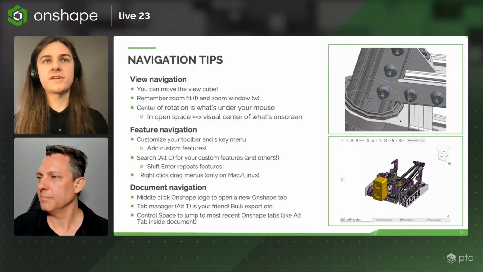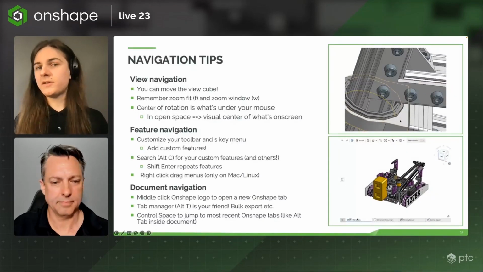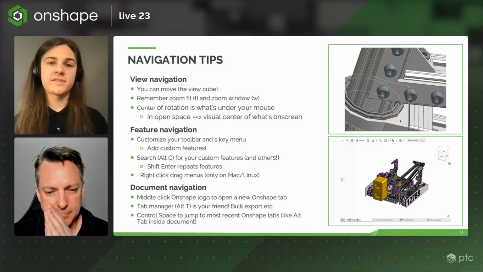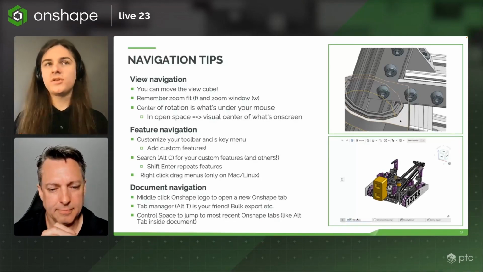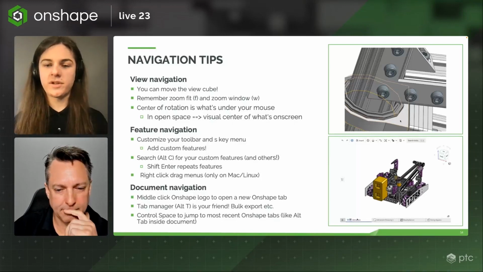Also, I highly recommend customizing your toolbar and your S key menu. You can now add custom features to the S key menu, and you can search for features using Alt-C, which means what I highly recommend is switching your toolbar to be only the tools that you regularly use and searching for the rest. So that means that you can have a really clean toolbar optimized for your specific workloads, and you can search for things really quickly to get right back to where you need to.